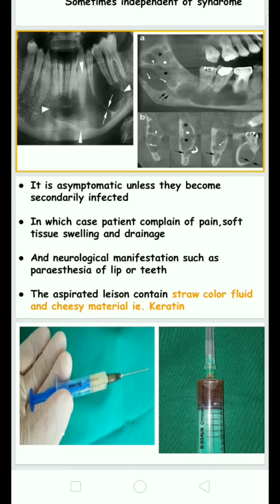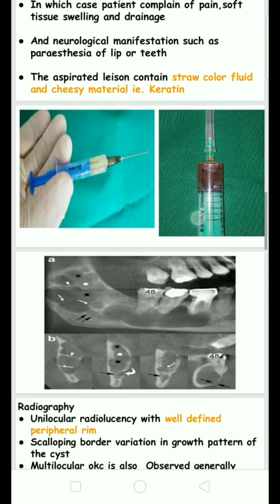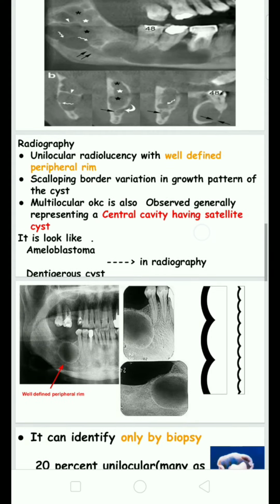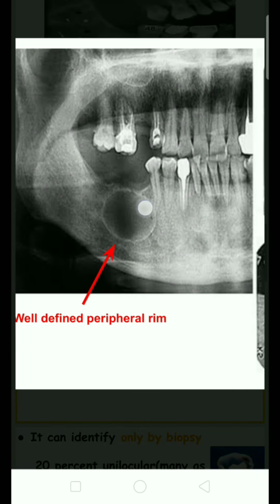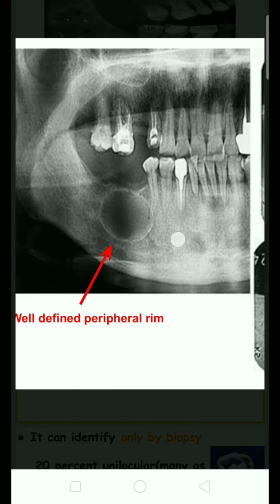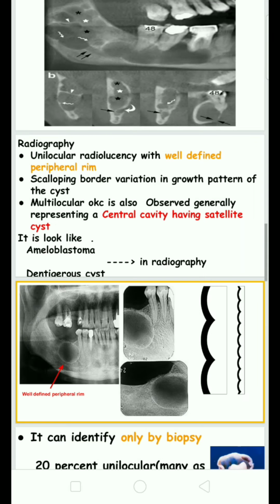The lesion contains straw colored fluid like this, and keratin material is also seen in this area. The radiographic feature is a unilocular radiolucency like this, with a well defined peripheral rim also seen in this area. The border is scalloped. This represents the growth pattern of the cyst.